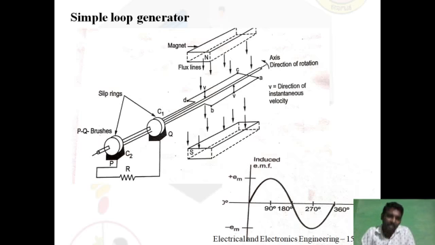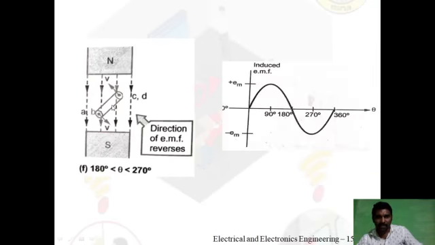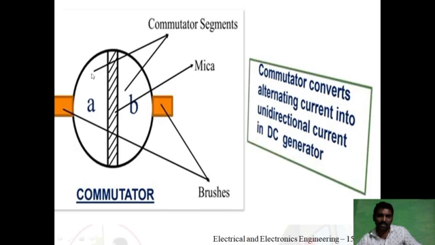Thus, if we replace the slip rings by split rings, you can observe this is the commutator. If we replace the slip rings by this commutator, then we will get a DC voltage, because we are discussing a DC generator. Whatever voltage is required at the load is a DC voltage. So a commutator is placed in the place of slip rings in order to get a DC voltage.